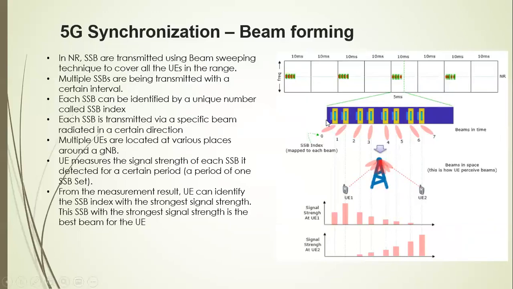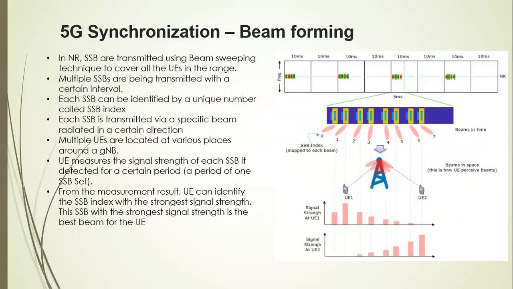I'm taking a 10 millisecond frame, and in a 5 millisecond duration, there can be multiple SSBs transmitted in multiple beams in multiple directions to provide coverage for all the UEs which are trying to be in sync with the network. So this is called beam sweeping. The same SSB will be transmitted in the form of beams in different directions so that it covers all the devices present in that particular coverage area. This is called beam sweeping.